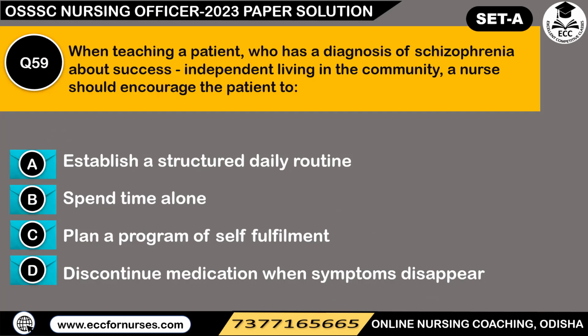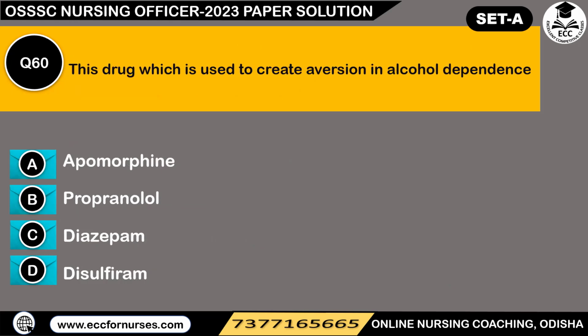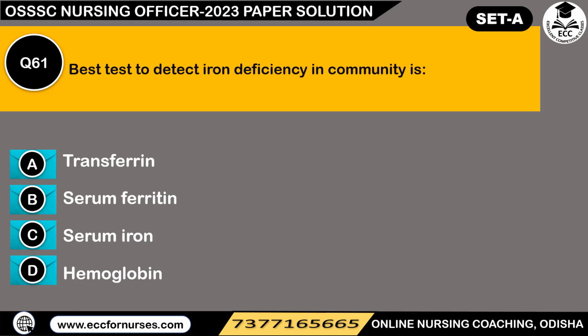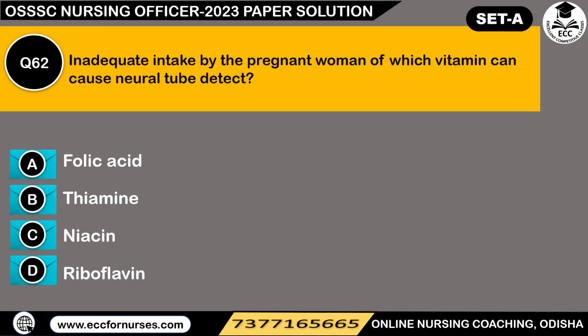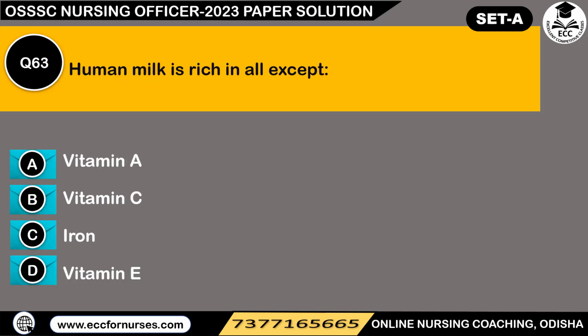Question number 59. When teaching a patient who has a diagnosis of schizophrenia about successful, independent living in the community, a nurse should encourage the patient to establish a structured daily routine. Option A is correct answer. Question number 60. This drug which is used to create aversion in the alcohol dependence, the answer is disulfiram. Question number 61. Best test to detect iron deficiency in the community, the answer is option D, hemoglobin. Question number 62. Inadequate intake by the pregnant woman of which vitamin can cause neural tube defect, answer is folic acid.